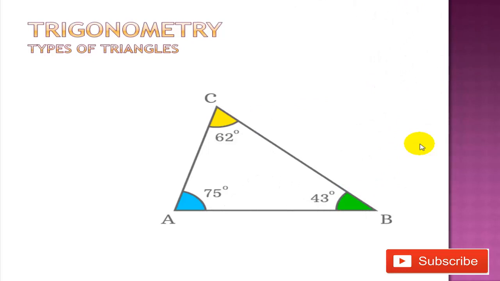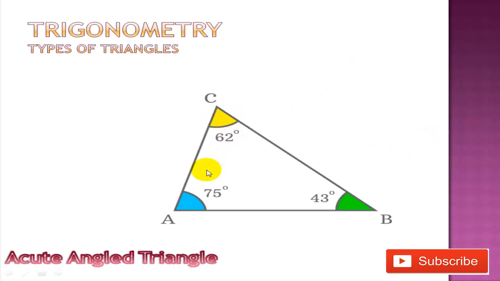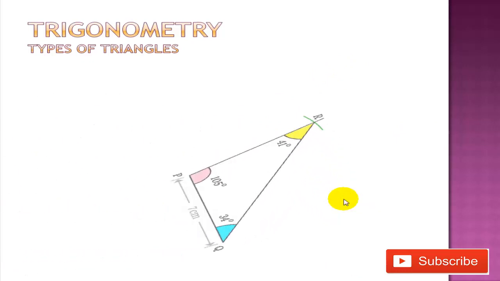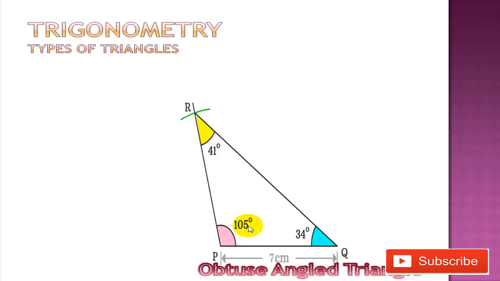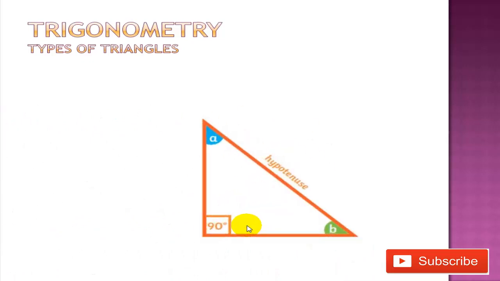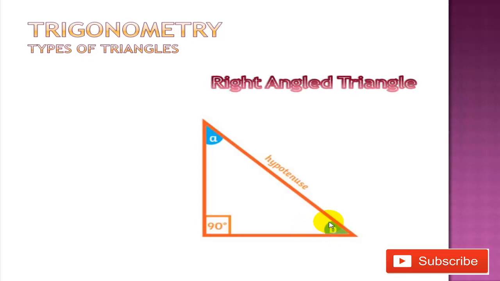There are three types of triangles. One is the acute angled triangle. This is the triangle with all acute angles, which means all three angles are less than 90 degrees. The second one is the obtuse angled triangle. Among these three angles, one angle is more than 90 degrees. This triangle is called an obtuse angled triangle. And the third one is the right angled triangle. Among these three angles, one angle is 90 degrees and the other two are acute angles. This is called a right angled triangle.